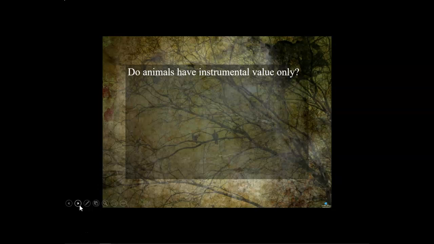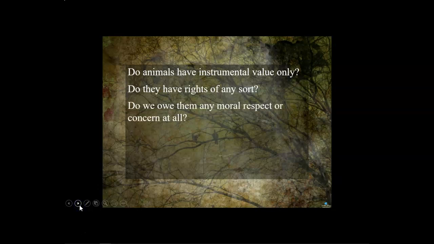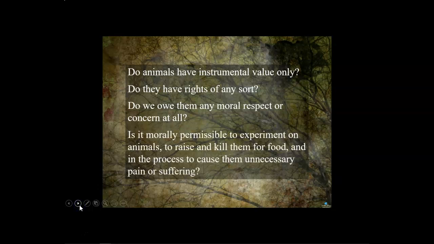So the questions that are associated with this issue are, do animals have instrumental value only? Or do they have intrinsic worth like we think humans have? Do animals have rights of any sort? And if they do have rights, where does that come from? Who confers the notion of them having rights? Do we owe them any moral respect or concern at all? I think most of us would say yes, we do. We certainly ought not to cause pain unnecessarily to them. There's a lot of things we would put on the list as far as moral respect or concern towards animals.